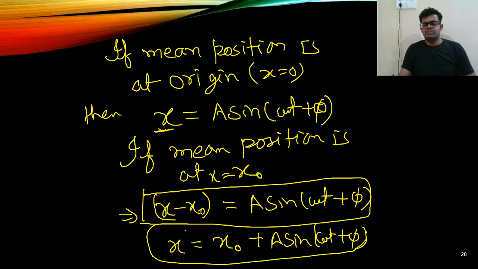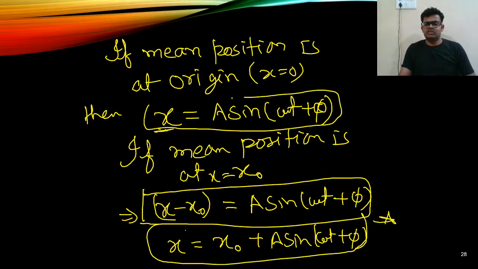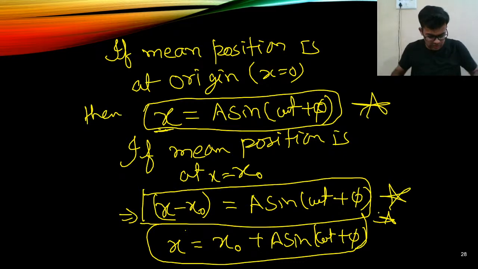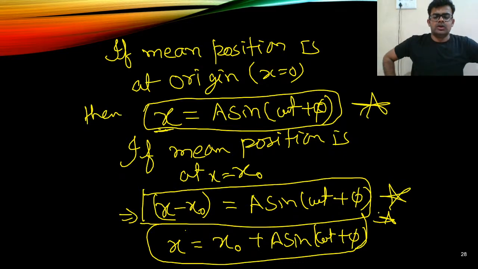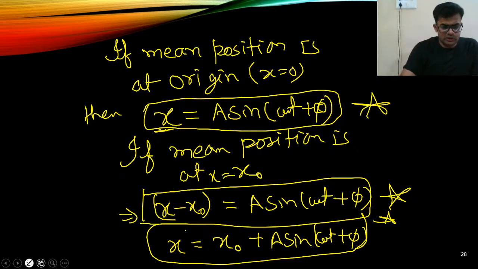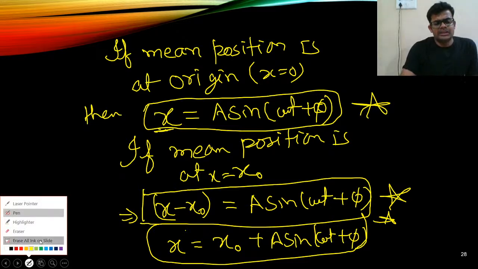So this equation you remember. When the mean position is at the origin, this equation will be used. When the mean position is at some position x equals x naught, this equation will be used. Okay, mind it. So that's all. Let us move to the quick concept, right? I am erasing this. Another thing.